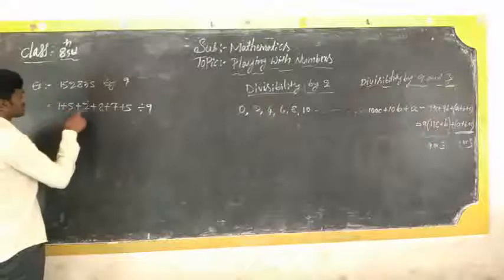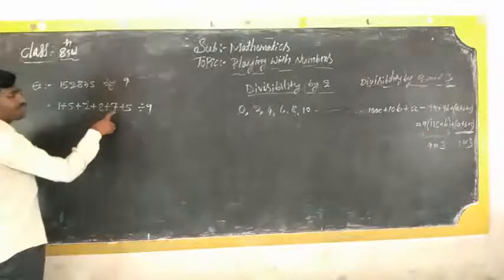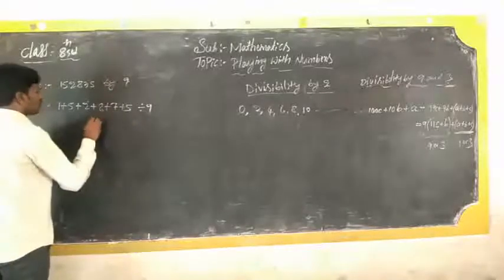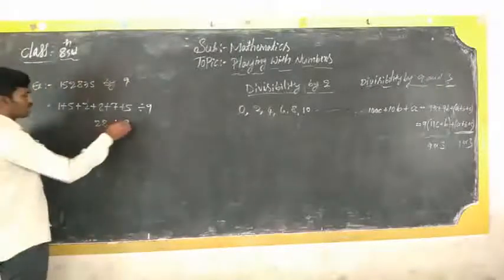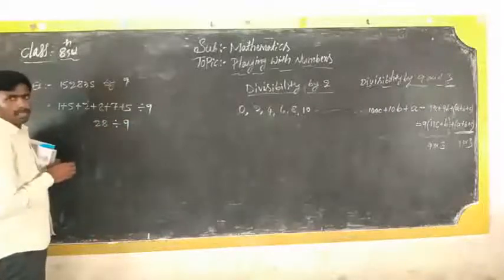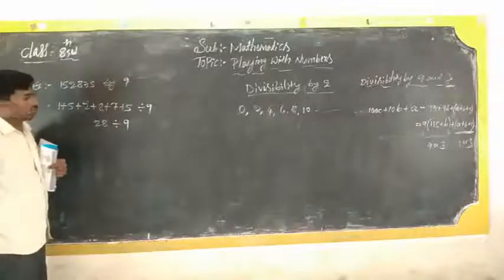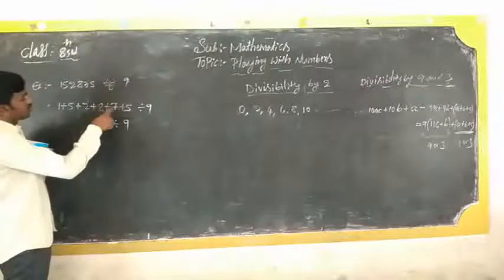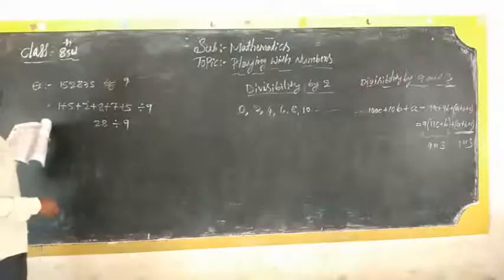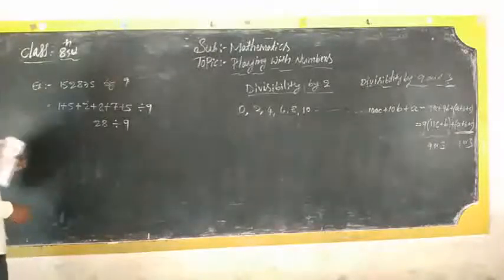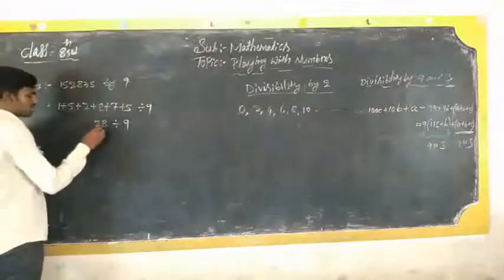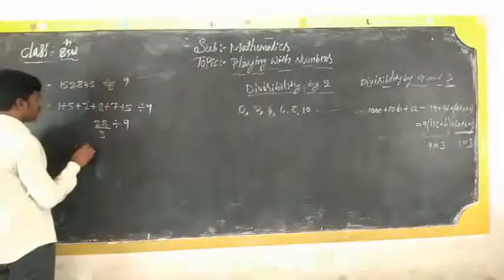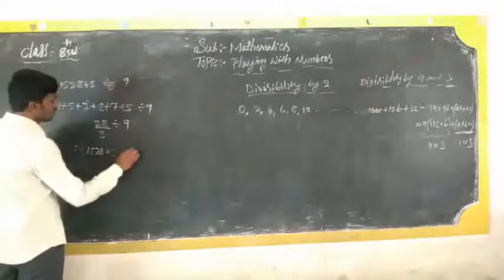1 plus 5 is 6, 6 plus 2 is 8, 8 plus 8 is 16, 16 plus 7 is 23, 23 plus 5 is 28. Is 28 divisible by 9? 9 threes are 27, which is less than 28. So therefore this number 152875 is not divisible by 9.